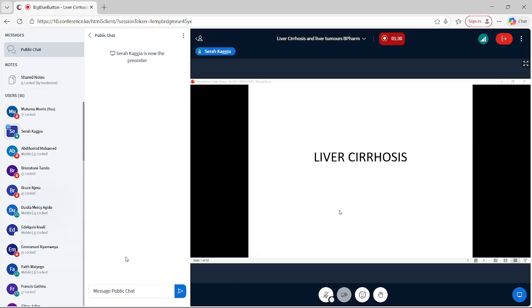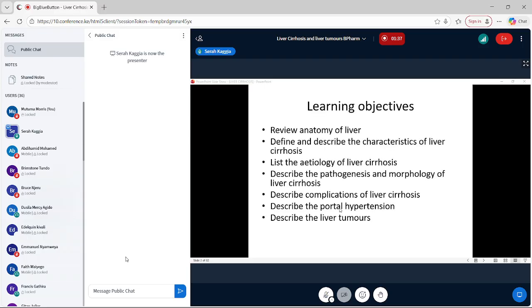Let's look at our learning objective. Review the physiology, the normal things. Just review, recall. So I'll just show you one slide of the recall of what you already did in your anatomy, and define it and look at the characteristics that are involved in liver cirrhosis. We will look at its etiology, what really causes those characteristics that we are seeing. Then look at, now that the liver is cirrhotic, how does it appear?